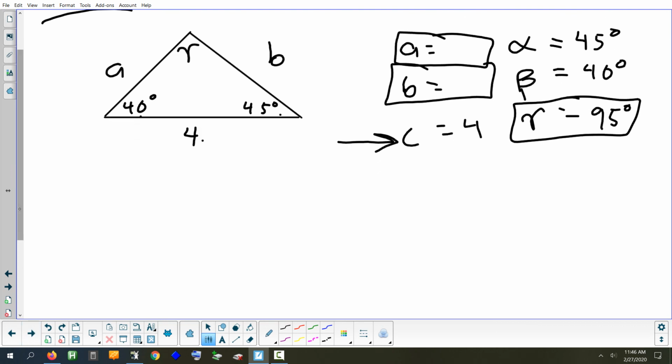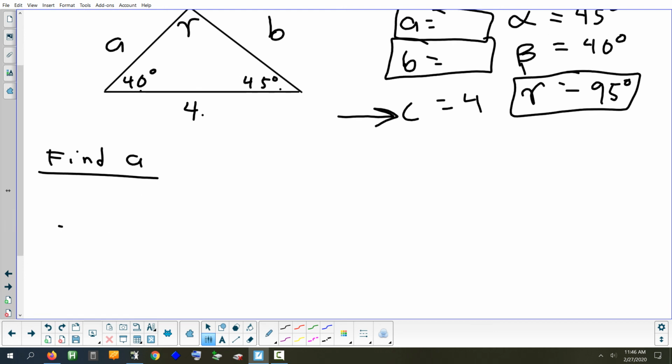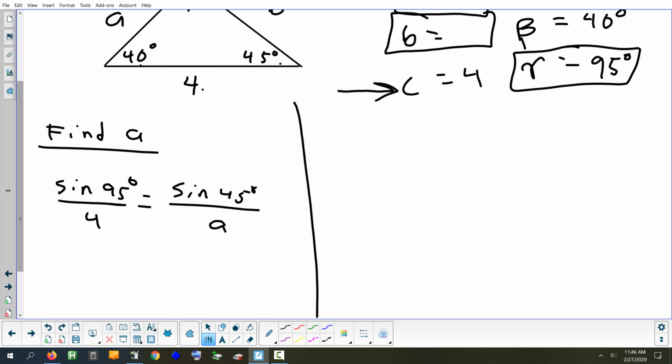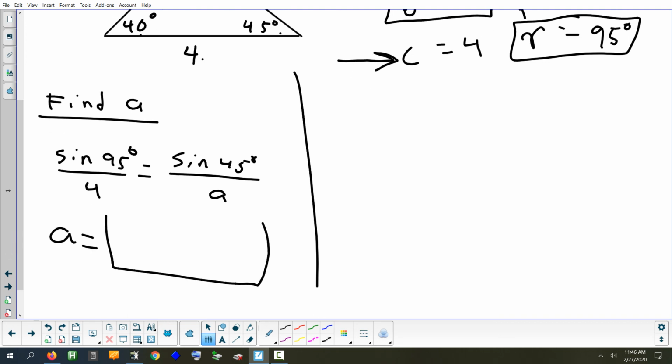All right. Jerry, could you set up my proportion to find A? Sine of 95 over 4 is equal to sine of 45 over A. Yep. And if you're wondering, does it matter which side you put on what? No. You could put sine 95 over 4 on the left, or you could put it on the right. It doesn't make a difference. Okay. Can somebody else tell me what A will equal? You don't need to give me a decimal, just what times what divided by what.